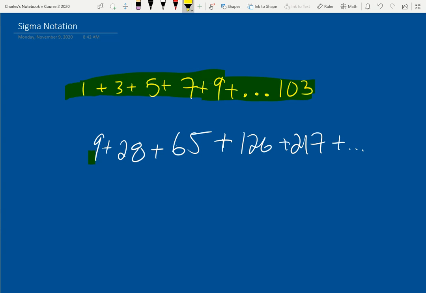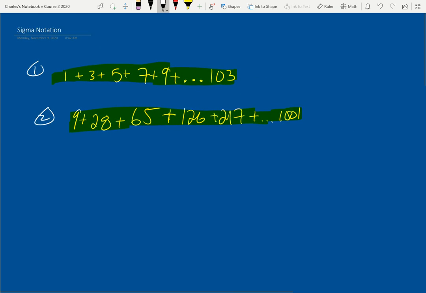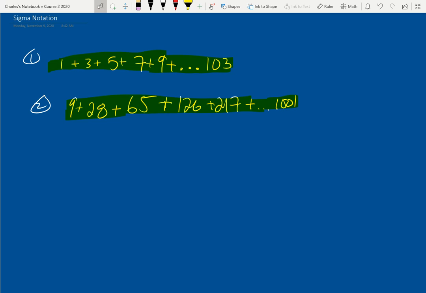Or another one would be 9 plus 28 plus 65 plus 126 plus 217 all the way up to 1001. It's not as easy to see the pattern on the second one, but I promise you there is a pattern. And so the tool that we have, the operation in math, is called sigma.